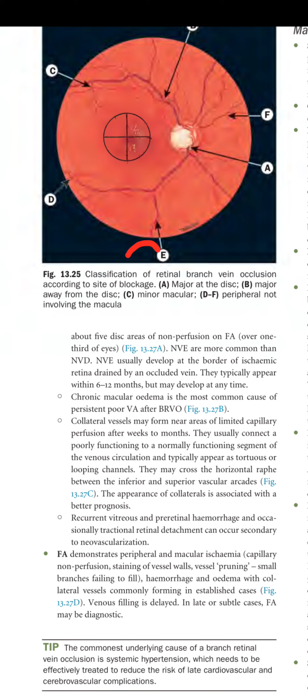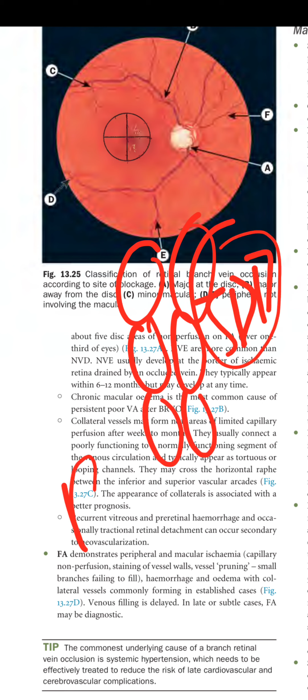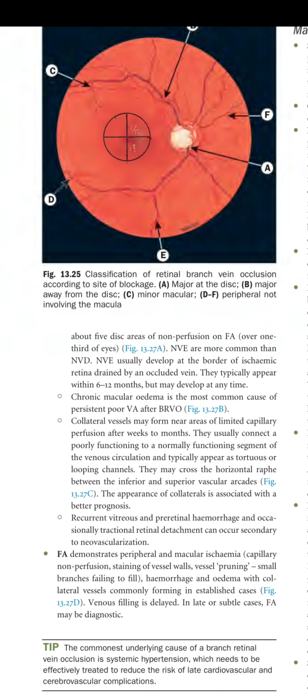So, if you do FA and there is an area of non-perfusion of about a 5 disc diameter, then it is most likely that retinal neovascularization will occur, and NVE will develop at the border of ischemic retina drained by an occluded vein, usually within 6 to 12 months. Chronic macular edema can also be associated, and is the most common cause of persistent poor visual acuity after BRVO.